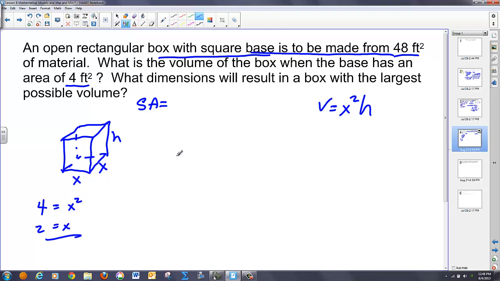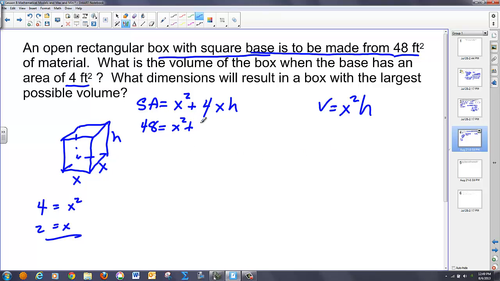So the surface area is described as all the faces' areas added up. I have a base area of x squared, and each side surface has an area of xh. And there are 4 of them, since I don't have a top. So my surface area is x squared plus 4xh, and I also know that my surface area is 48.